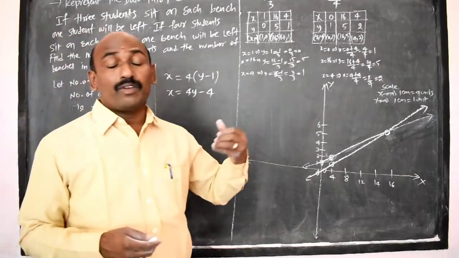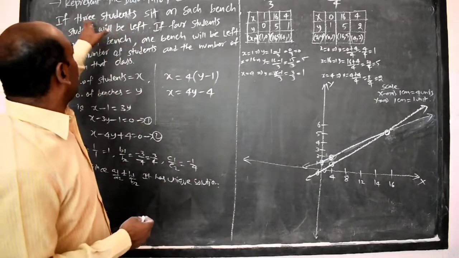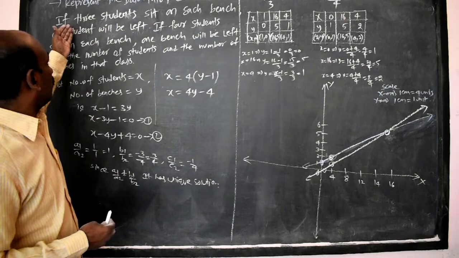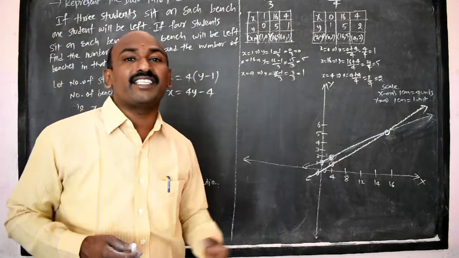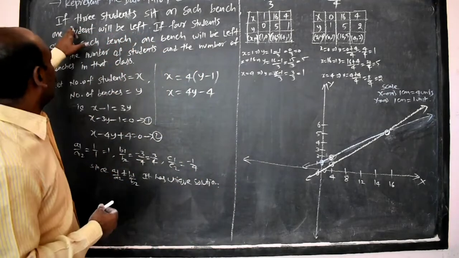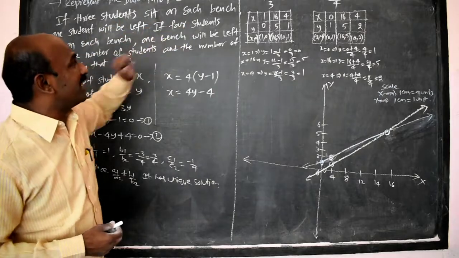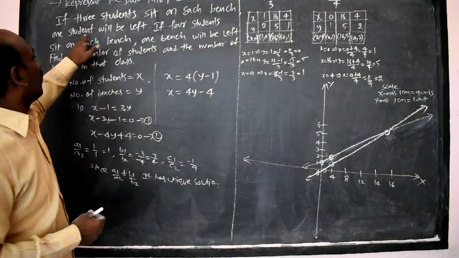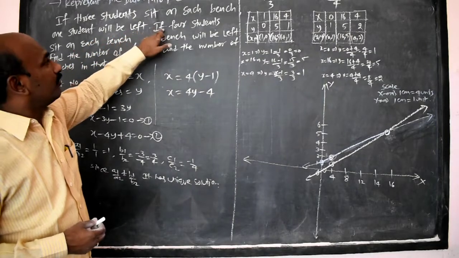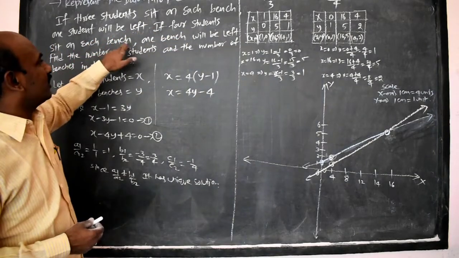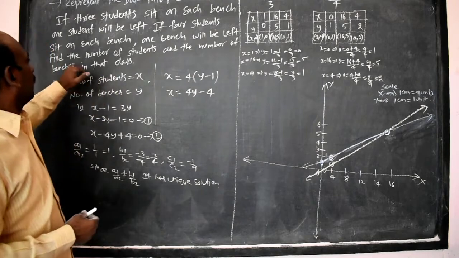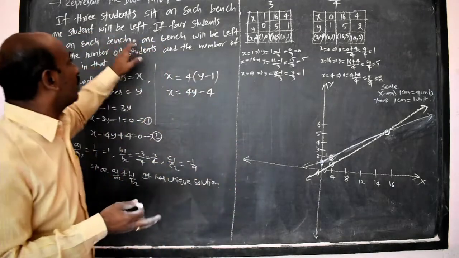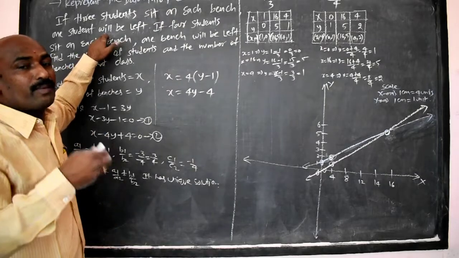Now we will see one problem: represent the data as a pair of linear equations. This is a textbook problem. Most students get confused about how to represent this data. If 3 students sit on each bench, one student will be left. If 4 students sit on each bench, one bench will be left. If 3 students sit on each bench, one student will be left, meaning one student will be extra.